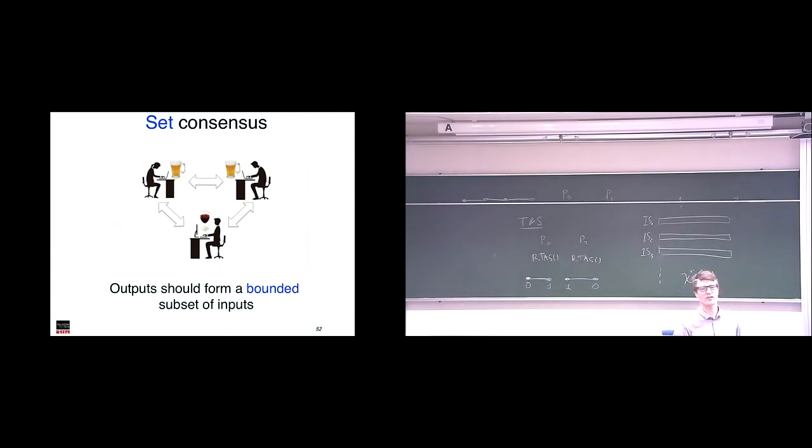At the end of the computation, they produce outputs so that the set of produced outputs is of size at most n minus 1. Okay, so you get rid of at least one of the inputs. So yeah, there is some non-triviality here.